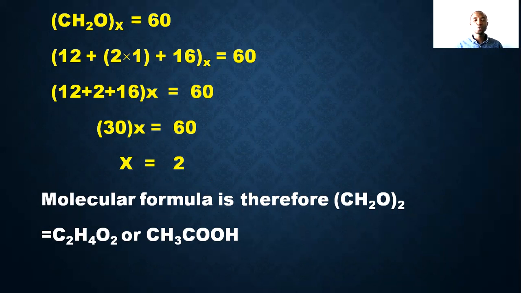Or you can put it this way, as the formula CH3COOH, which is what? Ethanoic acid. However, you're not told to name the compound, but that is the compound. Ethanoic acid is what had that analysis. So the formula that you derive now is the molecular formula. That is how to calculate the molecular formula.